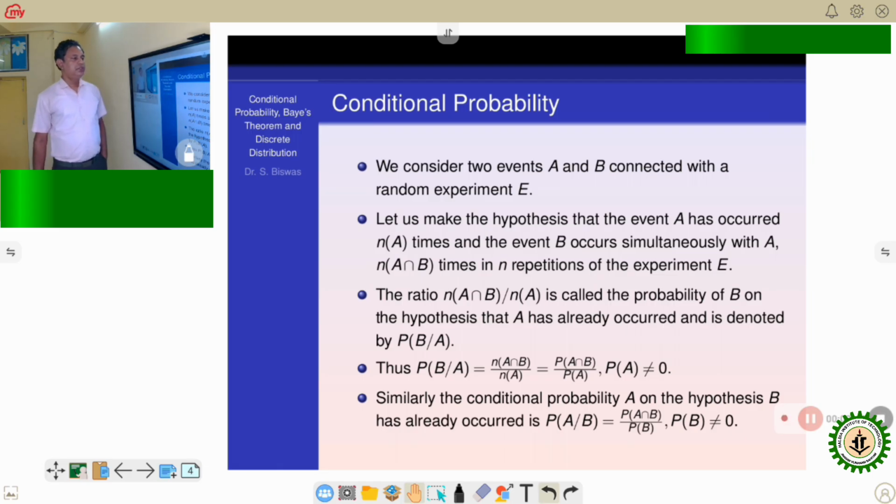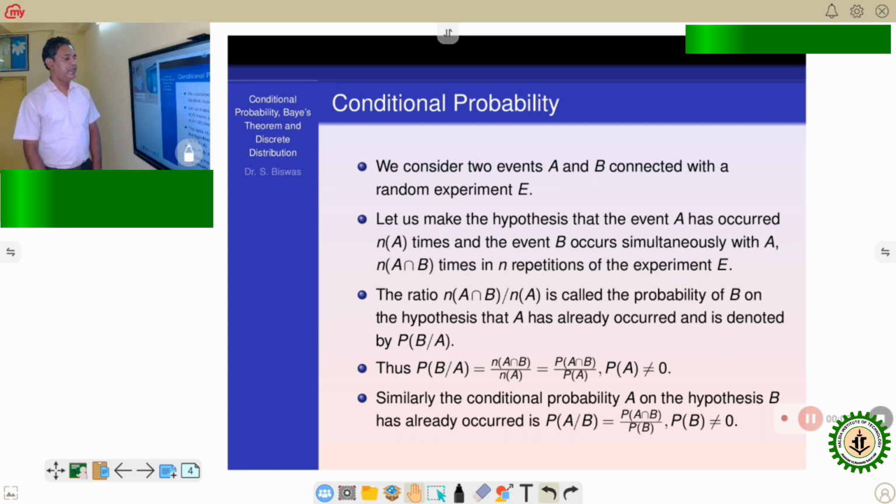Now, these two events are both a consequence of some random experiment E, and that is why we are calling them connected. The second thing which we assume here is the hypothesis that the event A has occurred n_A times, and the event B occurs simultaneously with A, n of A intersection B times, in n repetitions of the experiment E. This is the premise, or rather the assumption, based on which conditional probability will be defined.